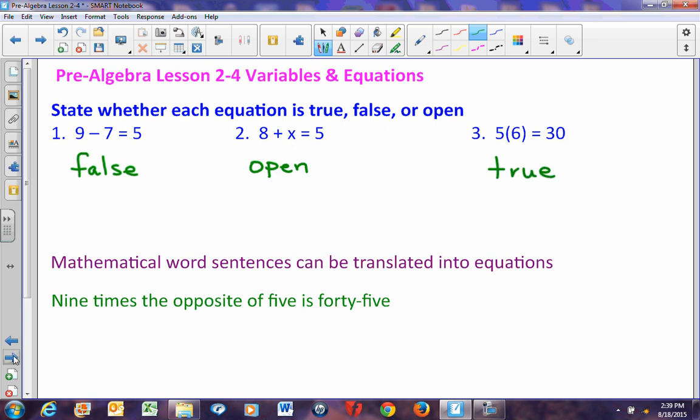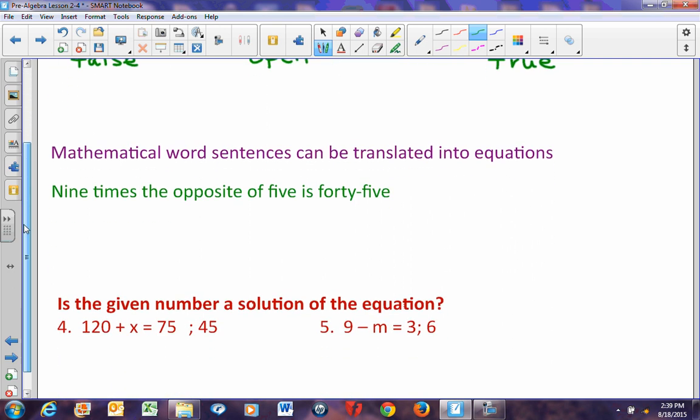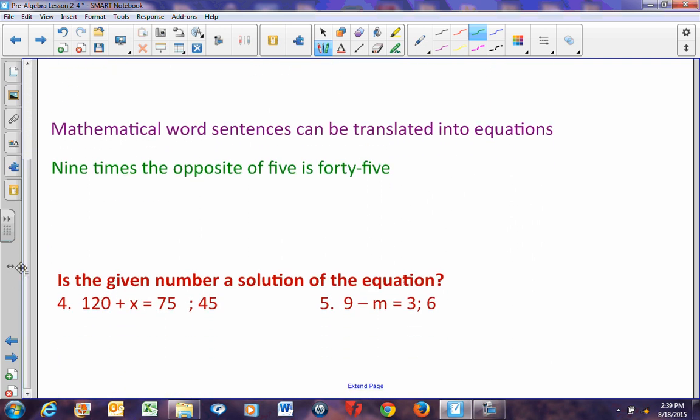Now, mathematical word sentences can be translated into equations. The big thing you have to remember is that earlier in chapter 1, I said there were words that indicated addition, subtraction, multiplication, and division. You have to remember those words, and you have to be able to translate things. Sometimes it's easy to translate strictly word for word. So let's take a look at this example.